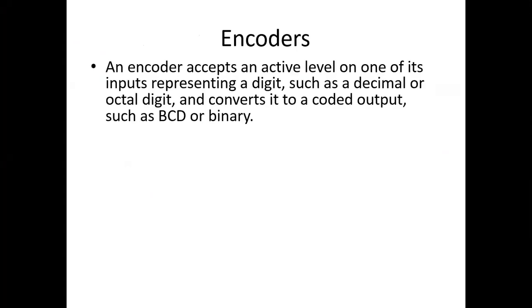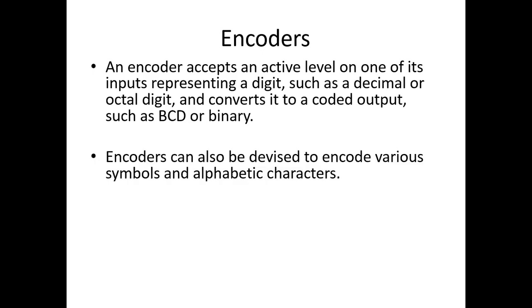Encoders, let's move to encoders. An encoder accepts an active level on one of its inputs representing a digit such as decimal or octal, and converts it to a coded output such as BCD. So an encoder is just the reverse of decoding. Decoding checks some bit combination and converts it to a certain level of output, whereas encoding takes an active level of input and converts it to a certain bit combination. For example, you can have an encoder that converts decimal to BCD.